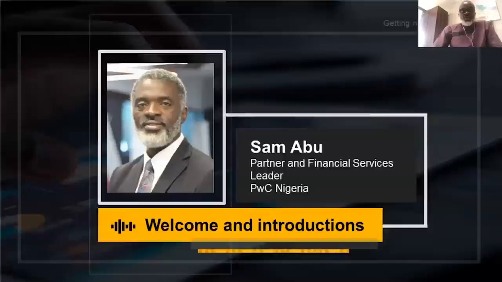IFRS 17 is effective in January 2023. That is 2 years from today. It is an extremely complex standard, and 2 years is not nearly enough time to get everything done. There is a lot to be done, and I think the time to start is now.